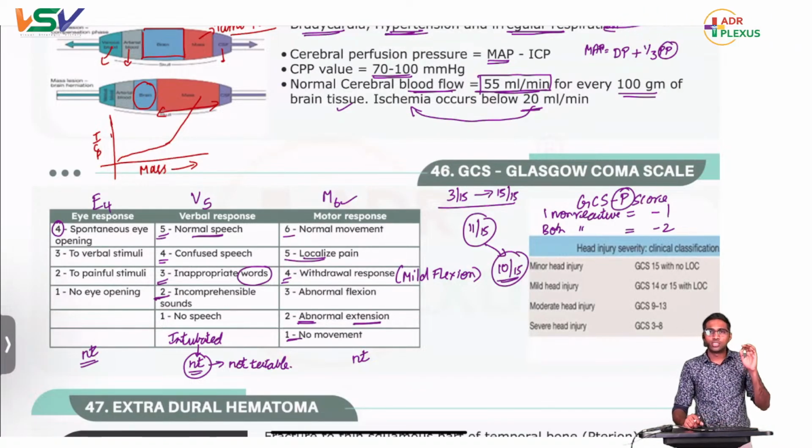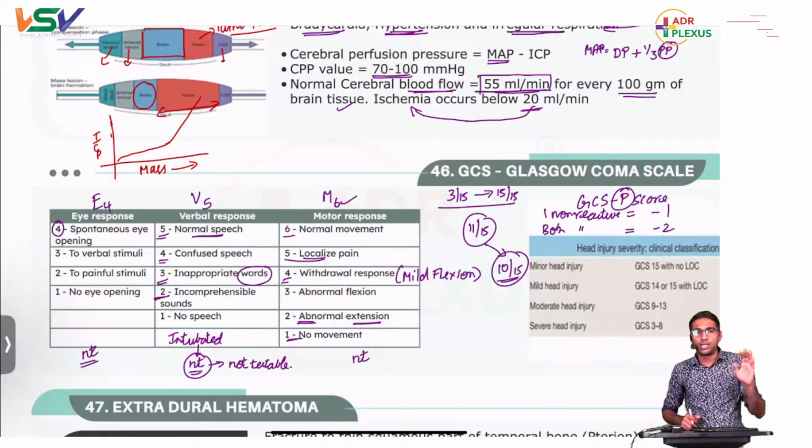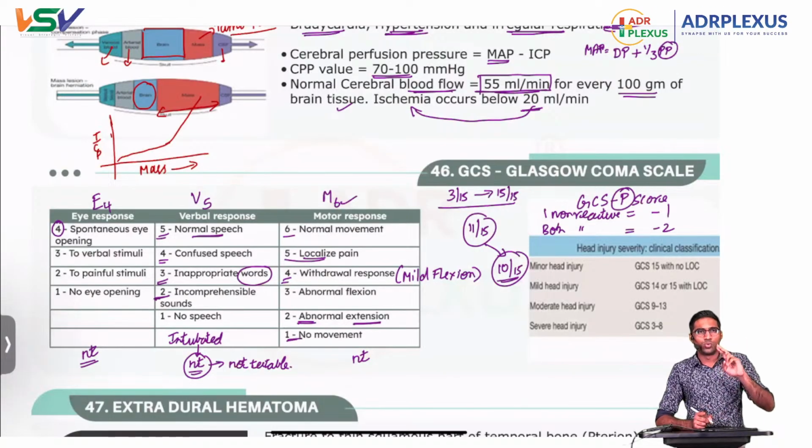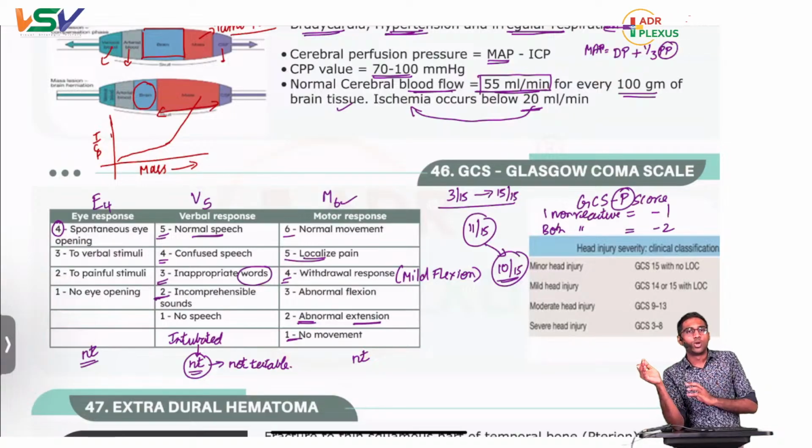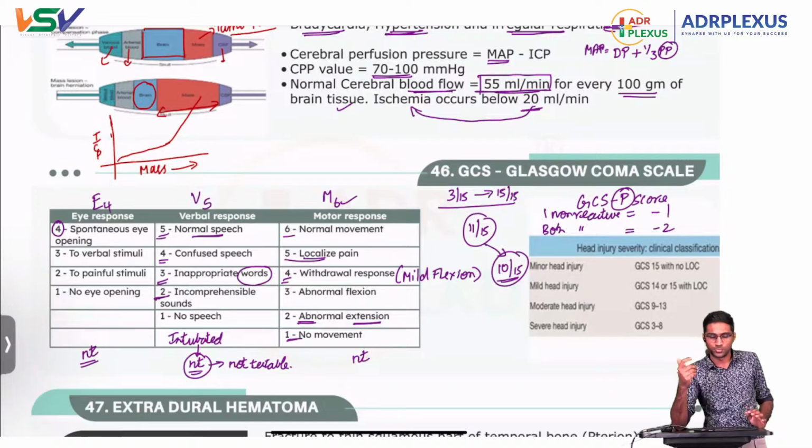Okay, GCS is very, very important, and they will give you two responses. One is they will say on the right side he is able to localize the pain, and on the left side there is flexion. So which one will you choose? Always choose the better response. Localizing pain is the better response, so consider that as the higher response.